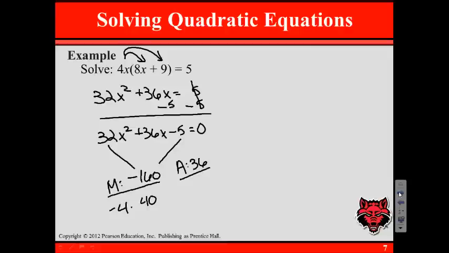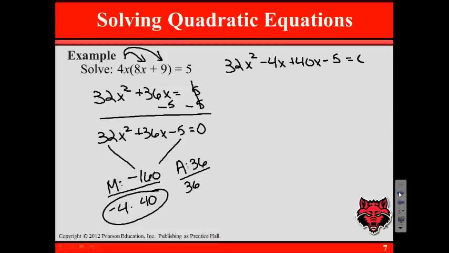And we know that negative 4 plus 40 is a positive 36. So these are the two factors we want to use in our factorization. We put those numbers in place of the middle term, and that gives us 32x squared minus 4x plus 40x minus 5 equals 0. We now group the first two terms, group the last two terms.